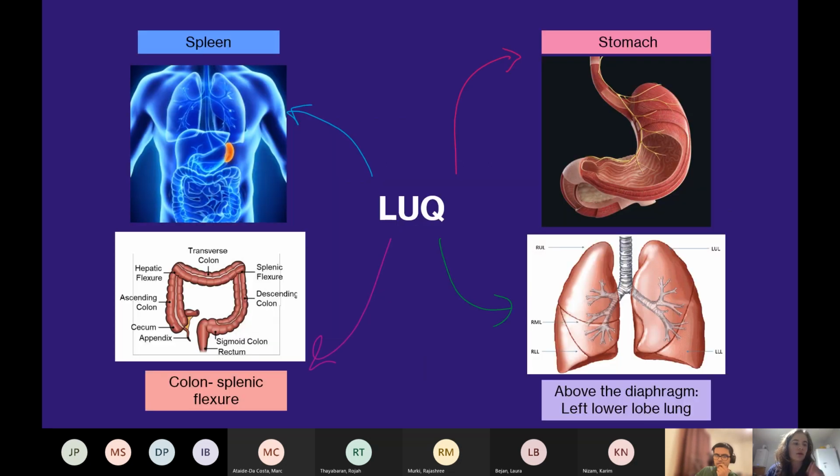Cool. So I think what's quite good is to go back to basics with this. So what structures are in the left upper quadrant that could be a cause of his pain? I chose the left upper quadrant and this pathology just because I think often the right upper quadrant with the liver gets a lot of focus from clinicians and in questions, but this is definitely something. Yeah, so the spleen's a definite one.